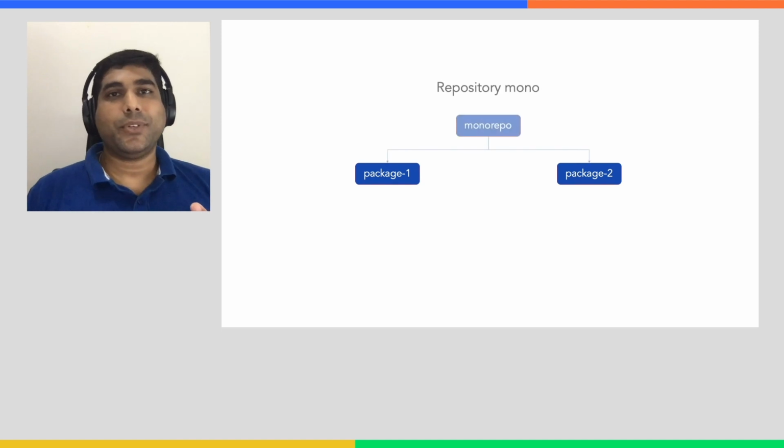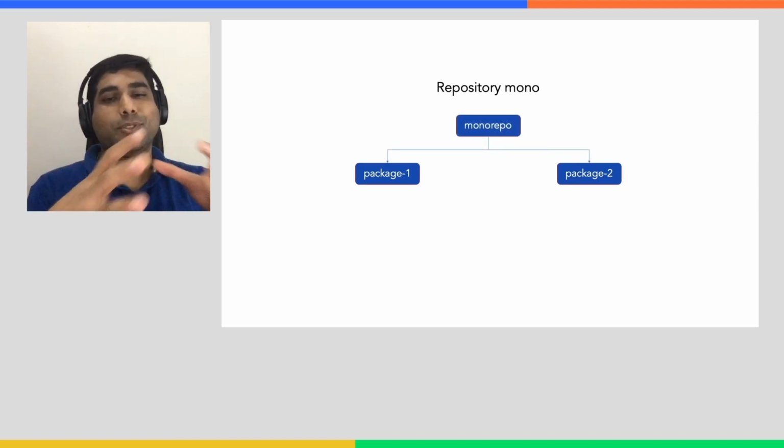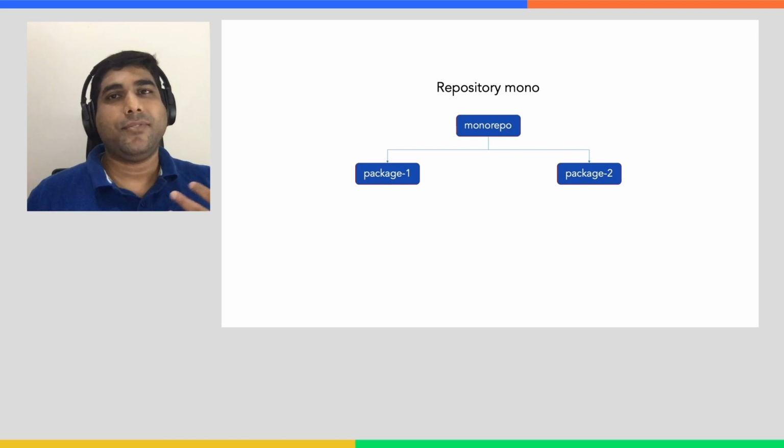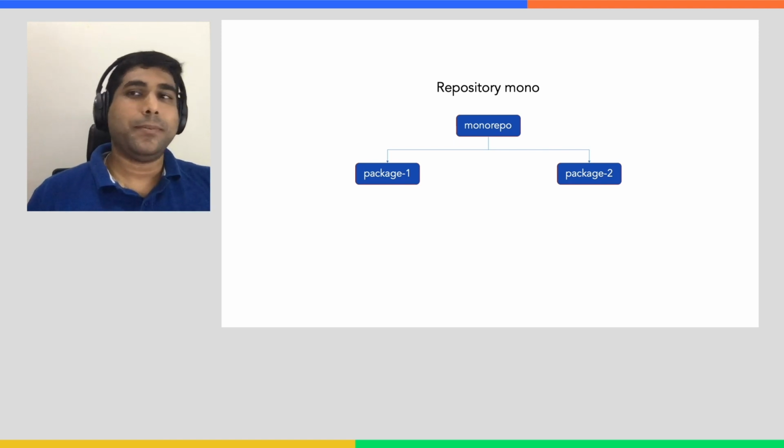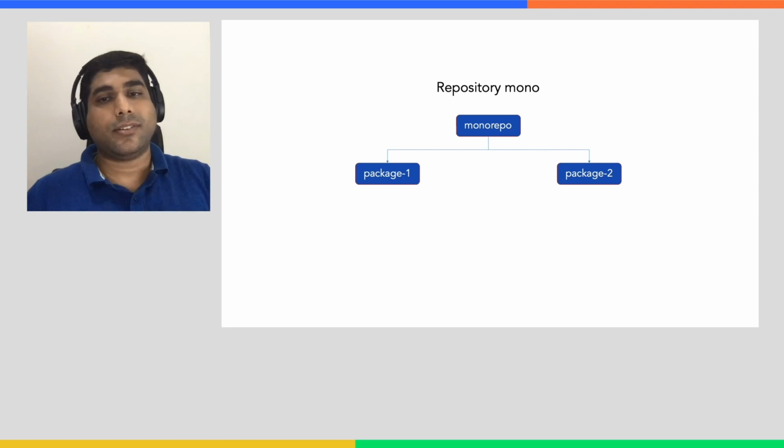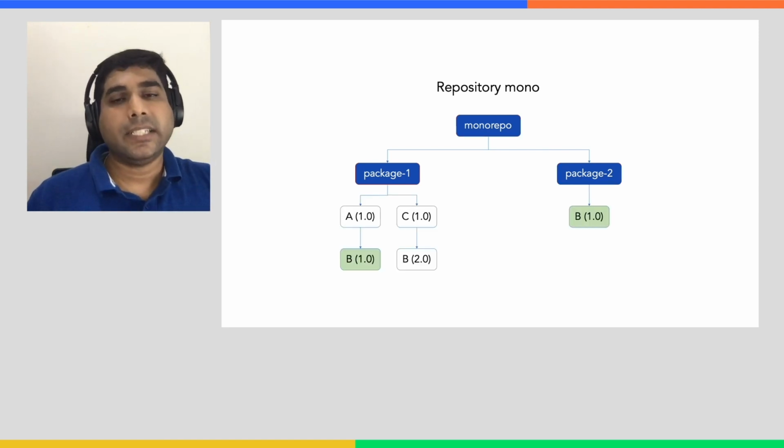With a monorepo, you can see that both of these packages come to the same folder, right? We want to look at a few issues with a monorepo, which we can probably solve with our current understanding of how Node resolves modules, right?